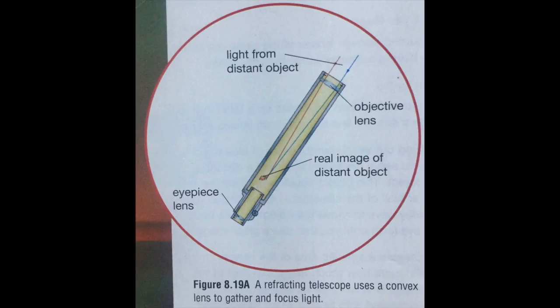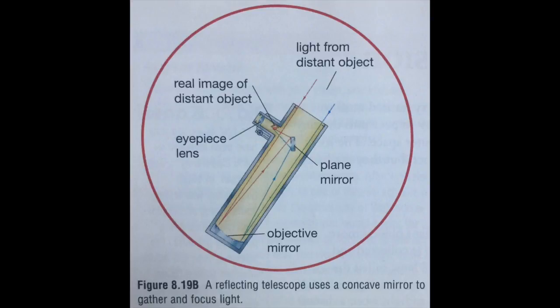And then 8.19a, a refracting telescope uses a convex lens to gather and focus light. So here's the eyepiece. The light's coming in the other side, of course. So you have light from the distant object, and you have the objective lens, and then a real image of the distant object is formed. Okay.